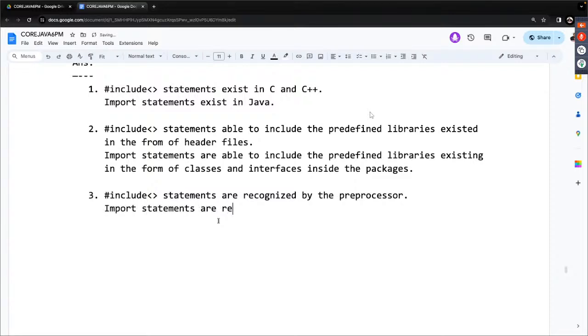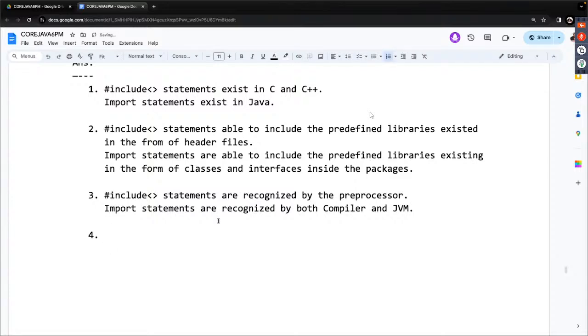Import statements are recognized by both compiler and JVM. At the time of compilation, the compiler must check whether these packages are available or not. So the compiler must recognize the import statement. Now, at runtime, JVM must load the packages content to the memory. So at runtime, JVM must recognize the import statements. So both compiler and JVM will recognize import statements.